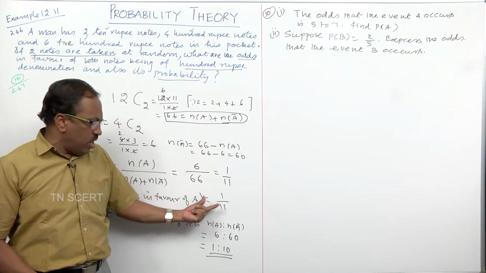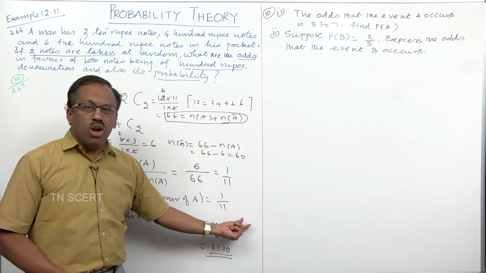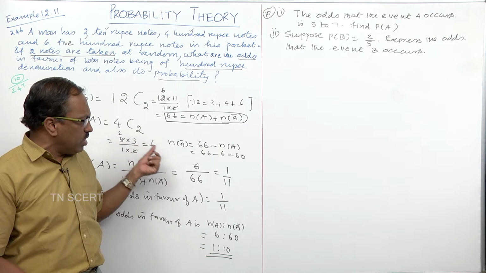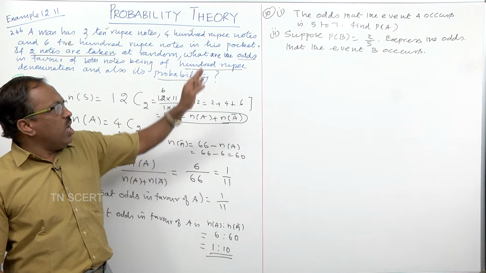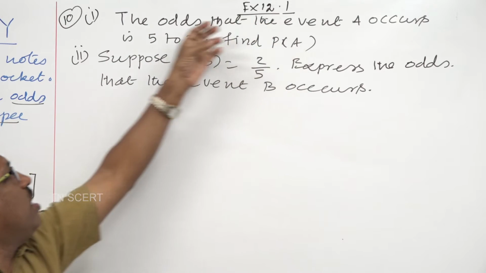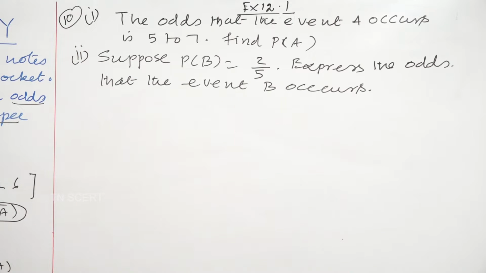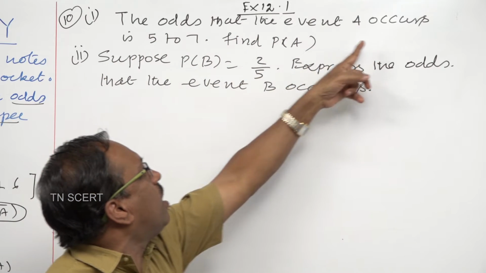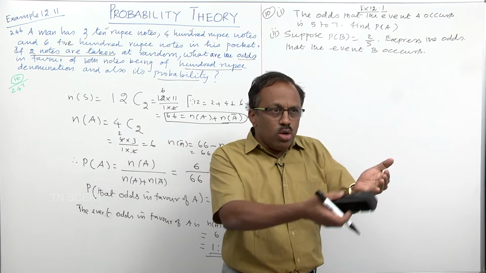Probability is different, and odds means n of A is to n of A bar, where n of A is 6, which we found out from the result, and n of A bar is 60, that is 1 is to 10. And the same type of question, exercise 12.1, sum number 10, is easy to do with the same thing. The odds that the event A occurs is 5 to 7, find P of A. Once again go back to the odds.